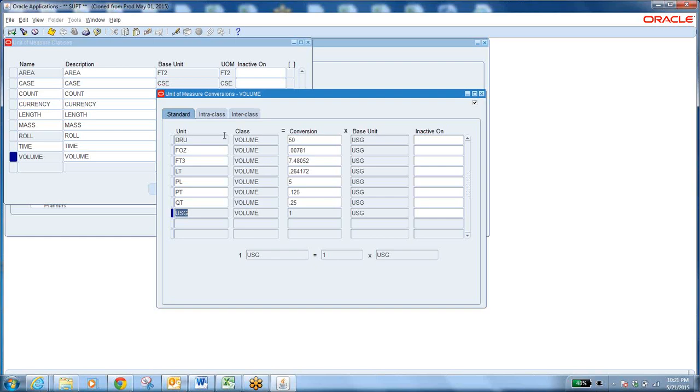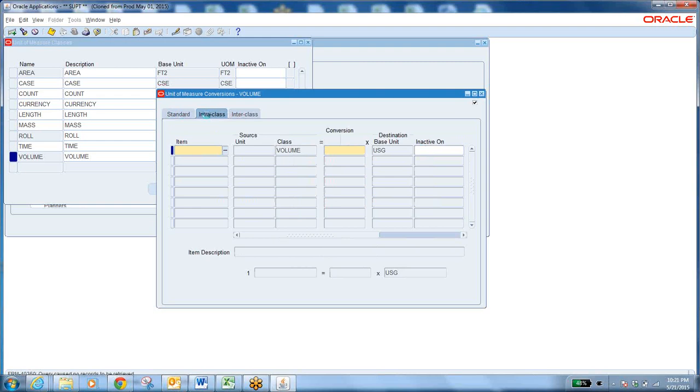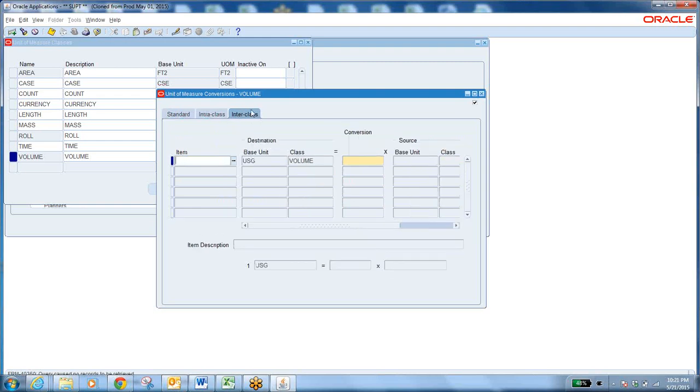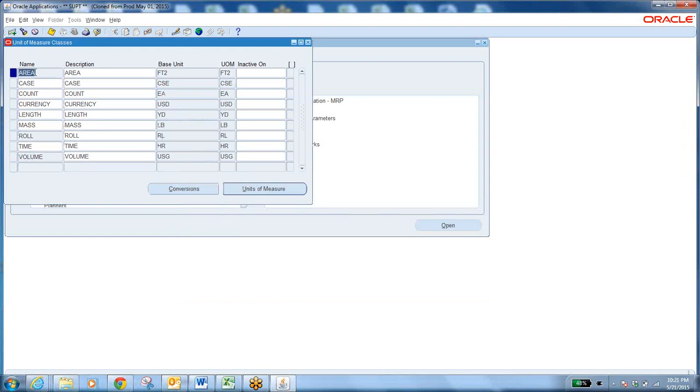Then there are different conversions. You can see standard conversion, intra-class, inter-class. Have you seen here? Intra-class and inter-class. What is inter-class? What is intra-class? These are all classes, right? Within the class, that means area: there is meter, foot, and area measure. Area is nothing but square meter or square foot. Area is a different class and length is a different class. But there is a relation between area and length, because length multiplied by length, where the unit of measure of length is meter, meter multiplied by meter, meter square, is area.